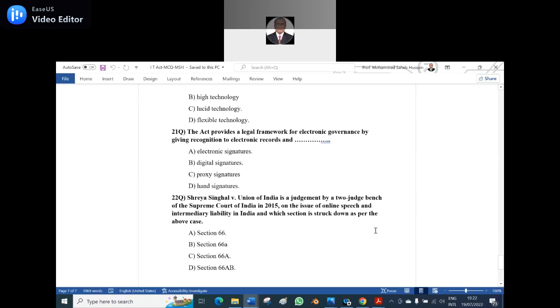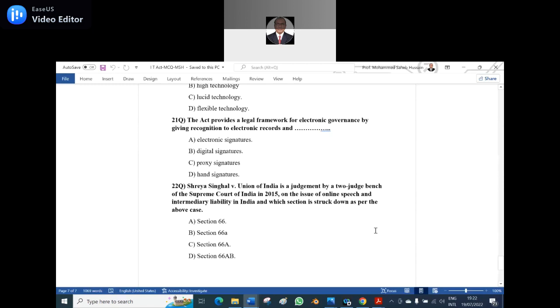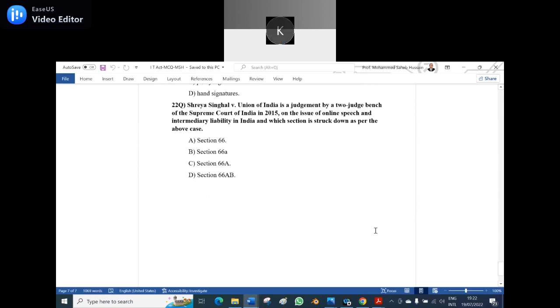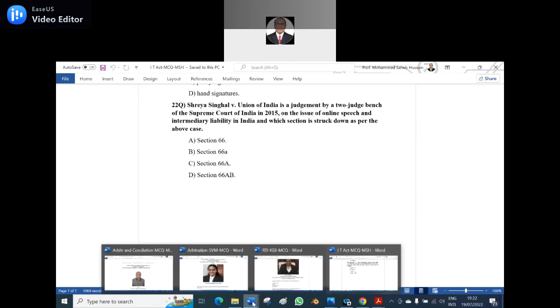Then 22nd question. Of course, this we already dealt with. Shreya Singhal versus Union of India is a judgment by the two judge bench of the Supreme Court of India, 2015, on the issue of online speech and intermediary liability in India. Which section is struck down as per the above case? A. 66A, B. 66B, C. 66 small a, D. 66 capital AB. Option C, sir. Option C is the right answer in that regard.